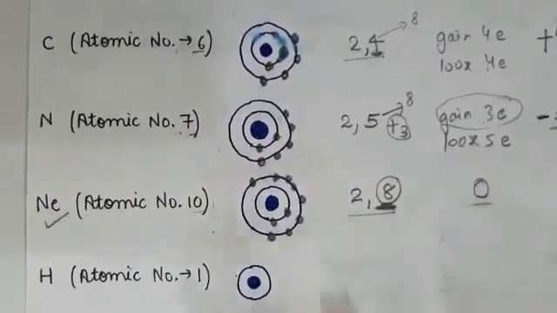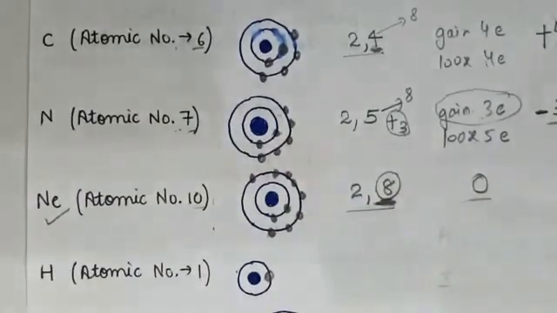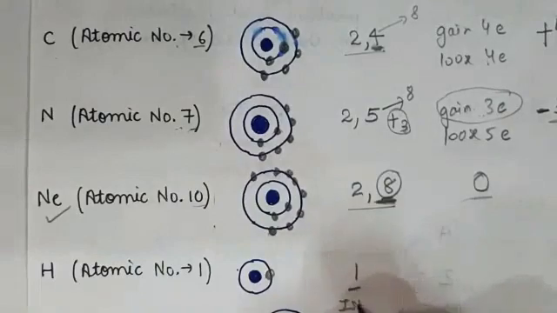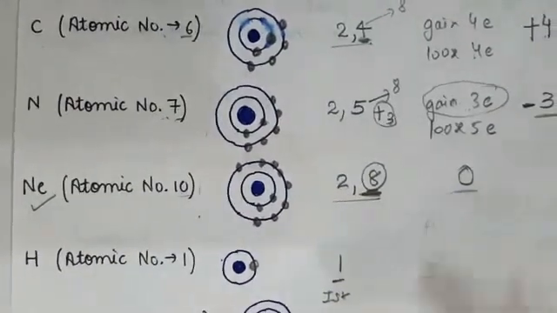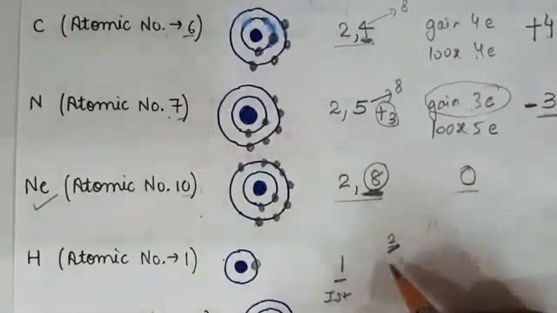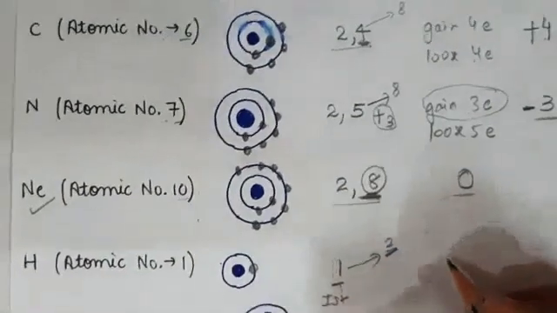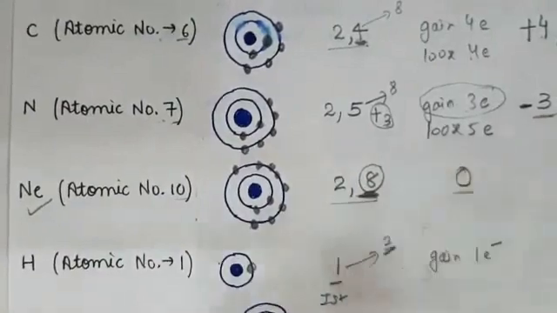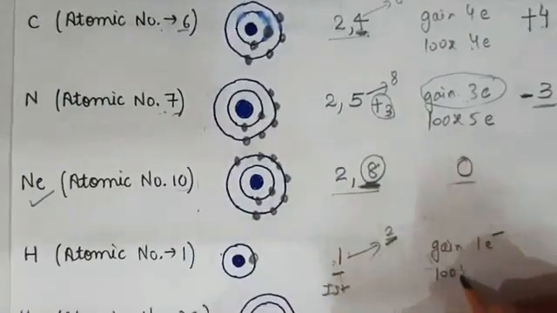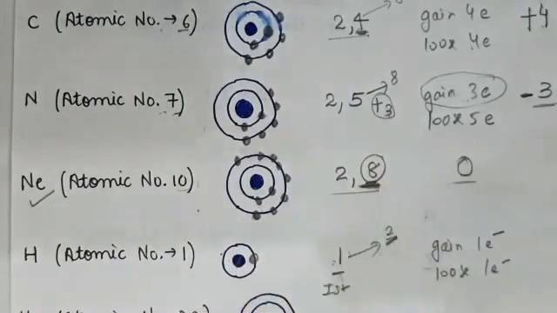Coming to hydrogen, what is the atomic number? 1. So 1 electron in the one shell. So write down the electronic configuration 1. This is the first shell now. In first shell how many electrons can be held? 2 electrons can be held. So what can be done to achieve this stable configuration? Either it can gain 1 electron to make this 2, to make this stable, doublet, or it can lose this 1 electron. Only the nucleus will be there. That is also stable. Okay.